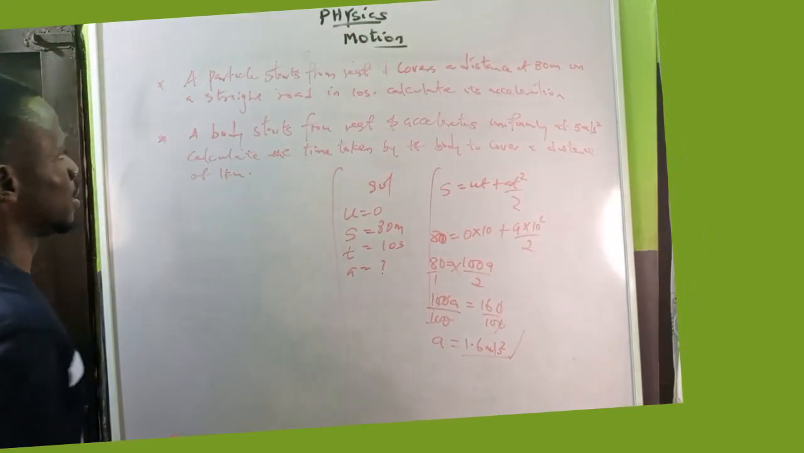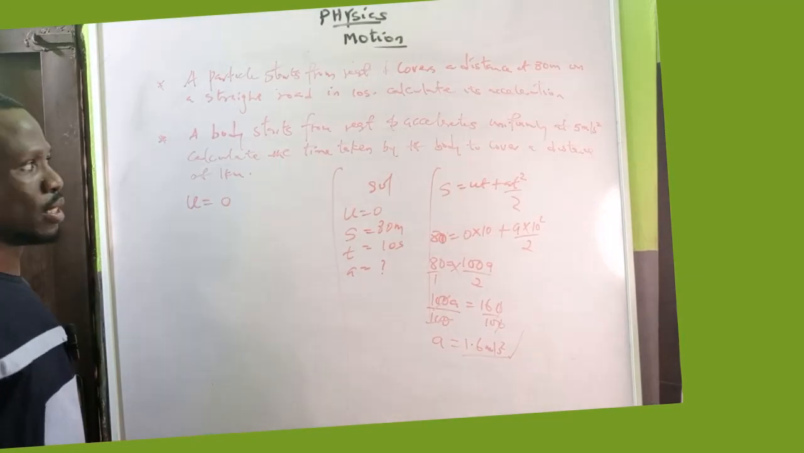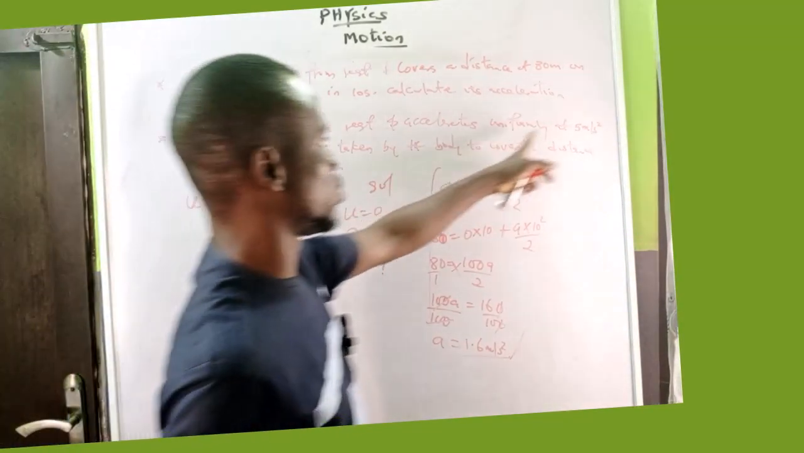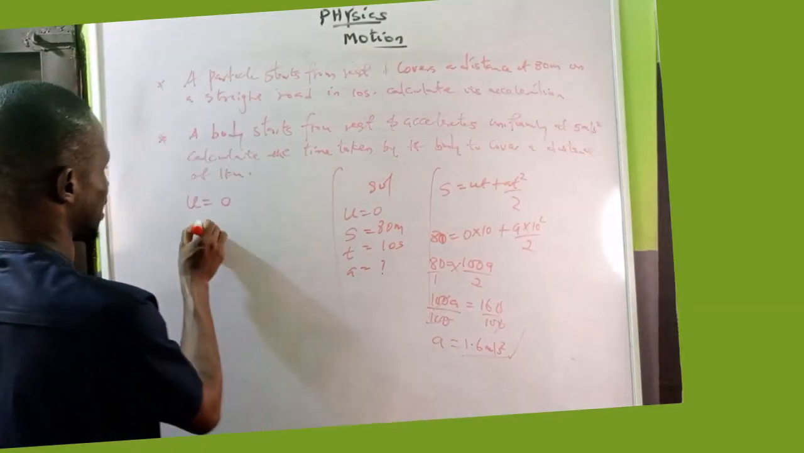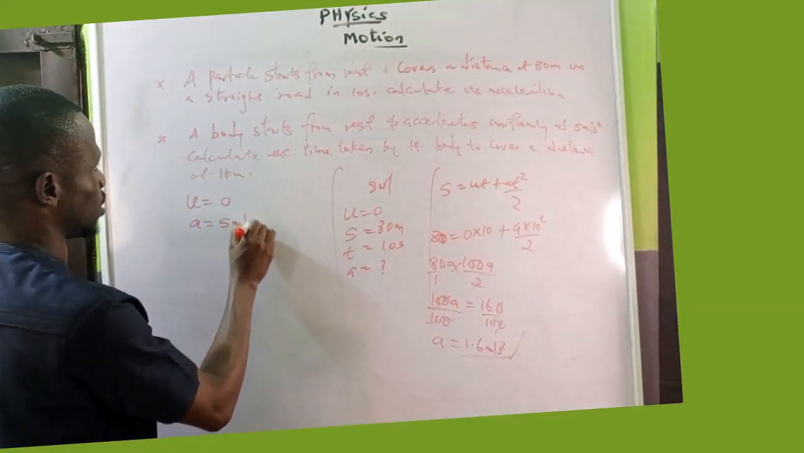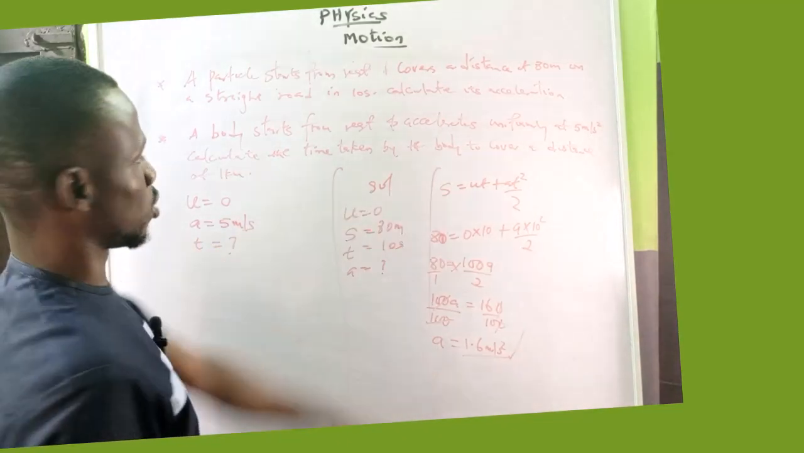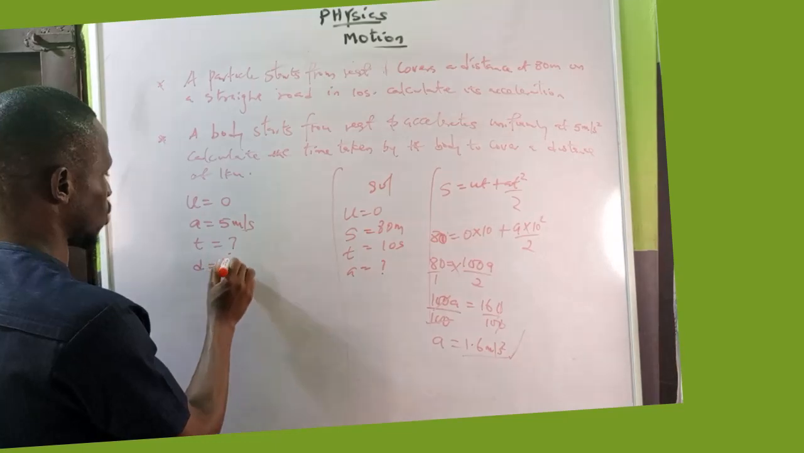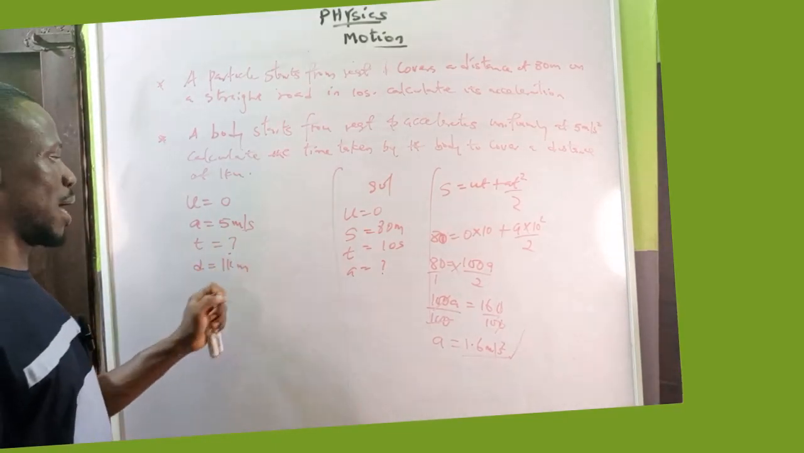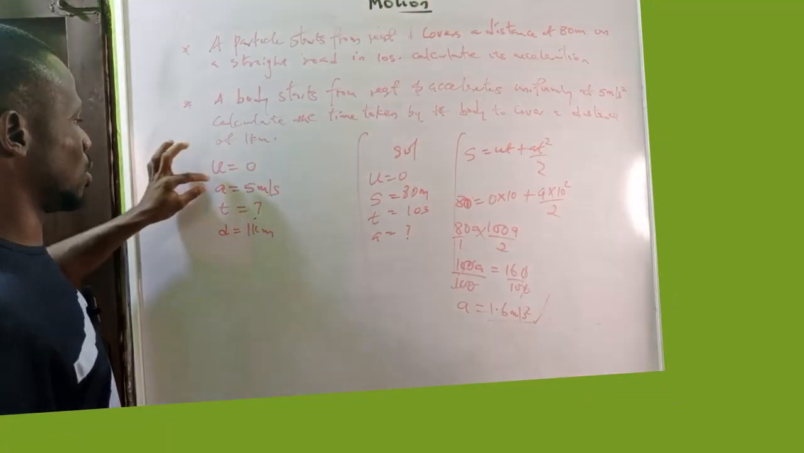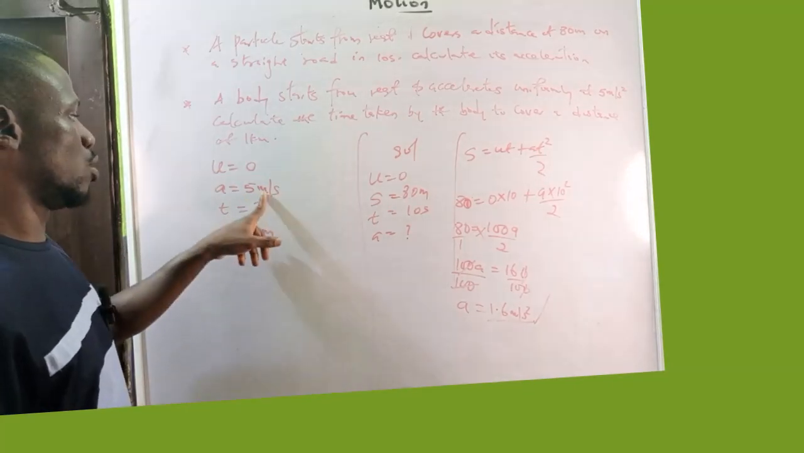The second one: a body starts from rest. Still a body is starting from rest, so U is still 0. It accelerates uniformly at 5 meter per second squared. Acceleration is 5 meter per second squared. Calculate the time taken by the body to cover a distance. The distance is 1 kilometer. We are working with meter per second, so we should work with meter, which is the SI unit of distance, because acceleration is also in meter per second squared. Acceleration is not in kilometer per hour.